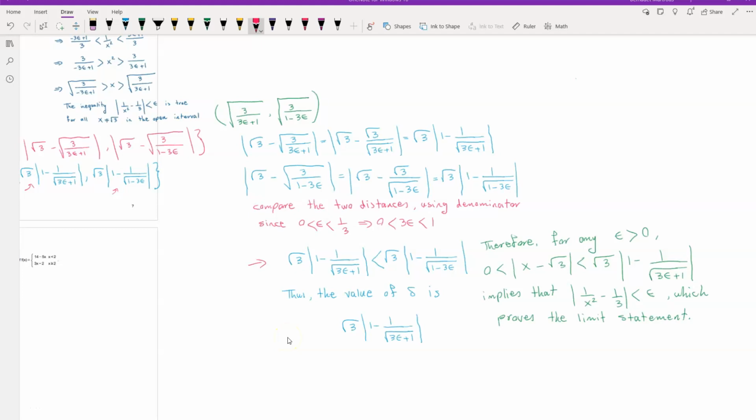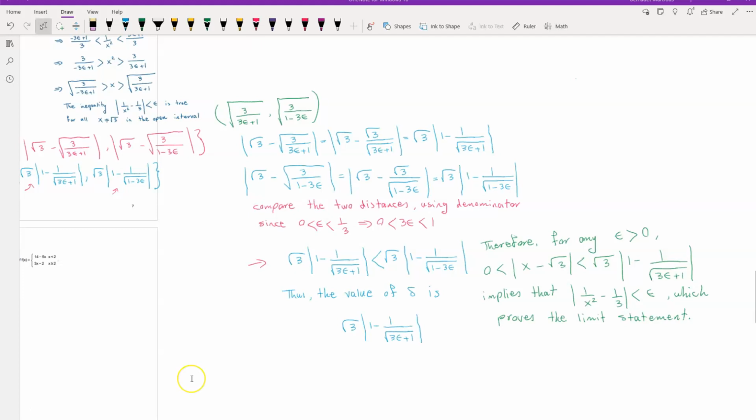So what we have here, square root of 3 times absolute value of 1 minus 1 divided by square root of 3 times epsilon plus 1 is less than square root of 3 times absolute value of 1 minus 1 divided by square root of 1 minus 3 times epsilon. This means the value of delta is square root of 3 times absolute value of 1 minus 1 divided by square root of 3 times epsilon plus 1.